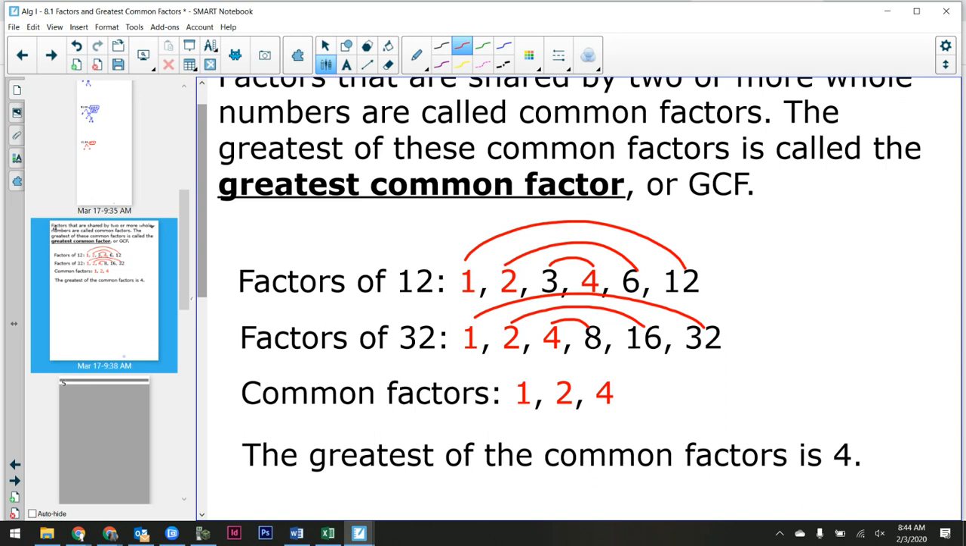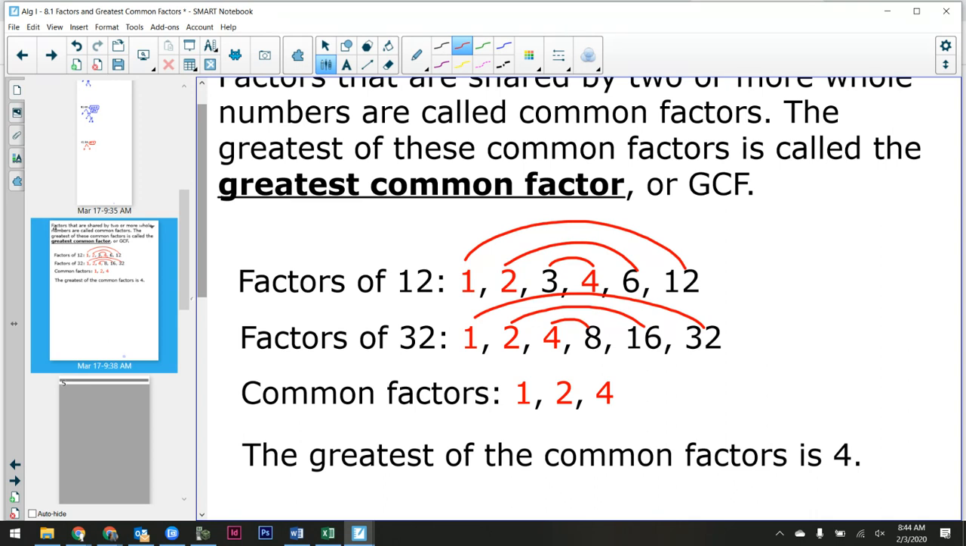Now, ladies and gentlemen, you've been doing this process for a while now, so I'm going to ask that you just go straight to the number 4. If you wanted to write out these lists, could you? Of course. But I'm going to ask that you go straight to the 4.